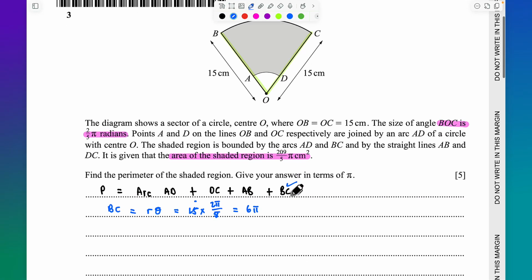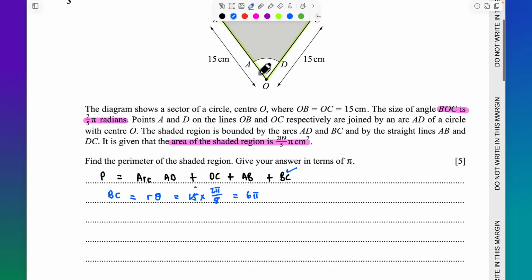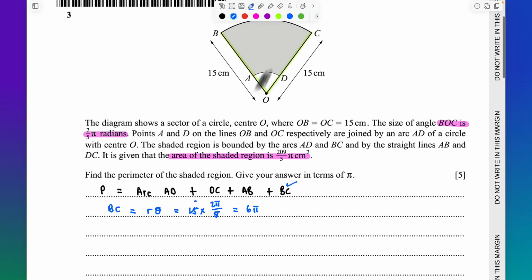What's next? The next one is going to be AD. In order for us to find AD, we need this radius over here. We need the radius OD, because for the arc length AD, we just need to apply the exact same formula, r times theta.